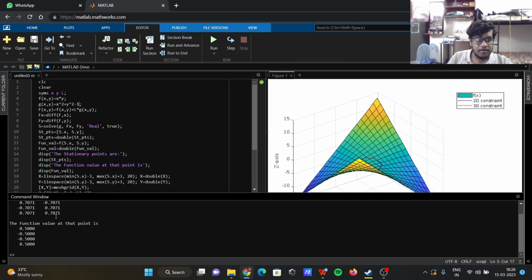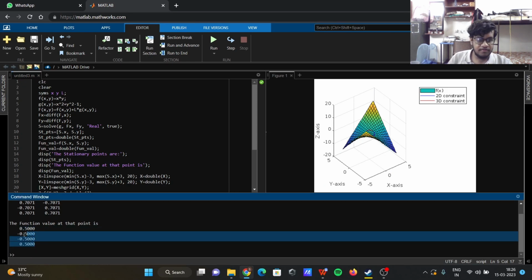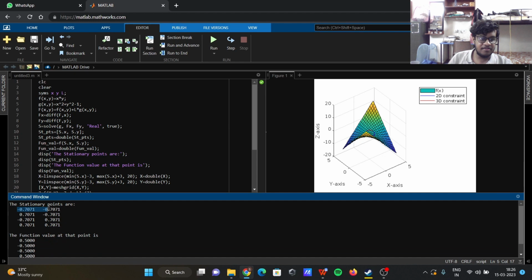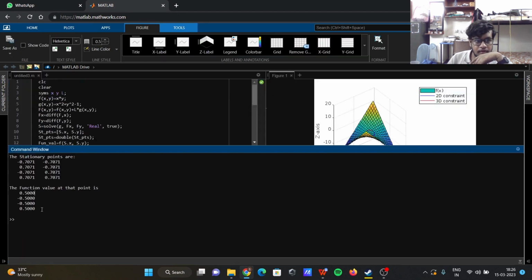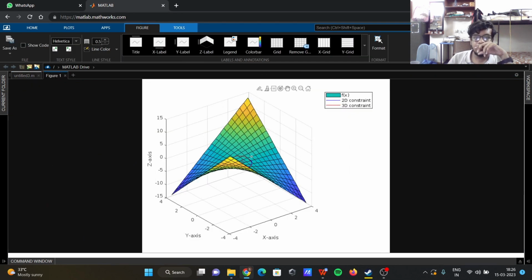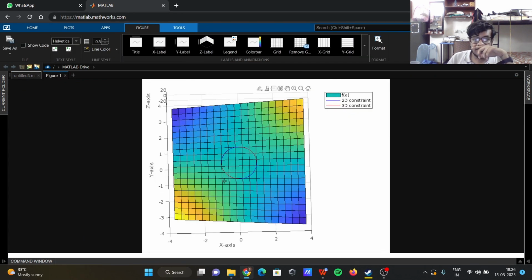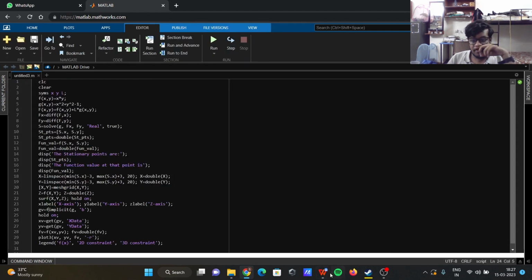Okay. The stationary points are these, and the function values are these. At these points, remember that these are mirroring, like minus 0.7071, minus 0.7071 gives the value of 0.5. And the function graph is this. Here you will notice that the constraint is circular. It's not how it usually is. It's not a line.